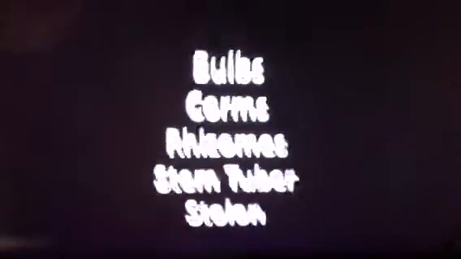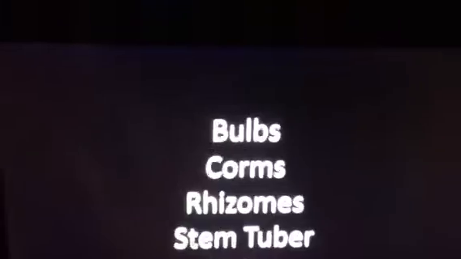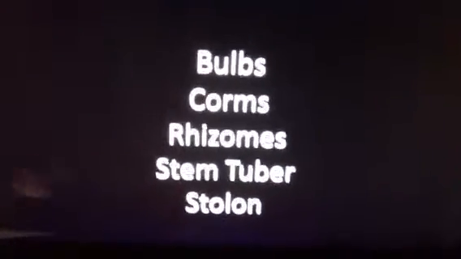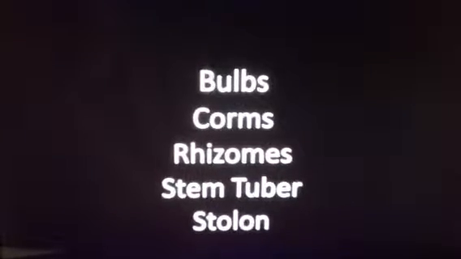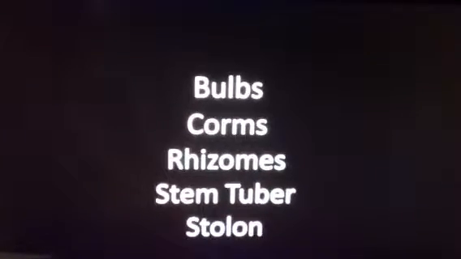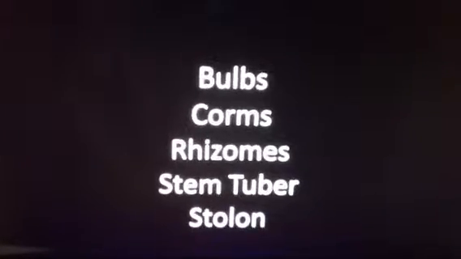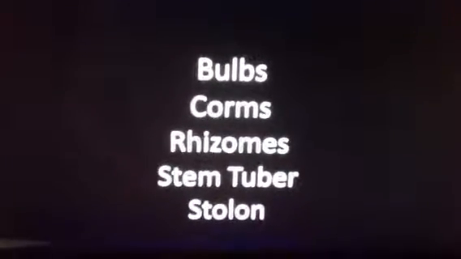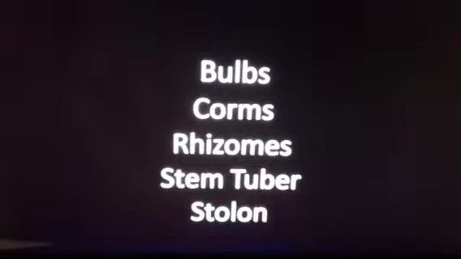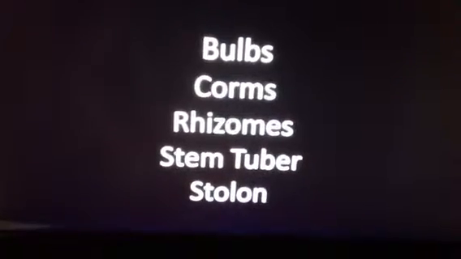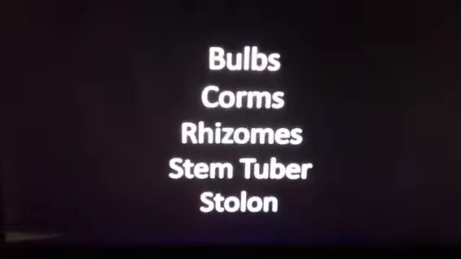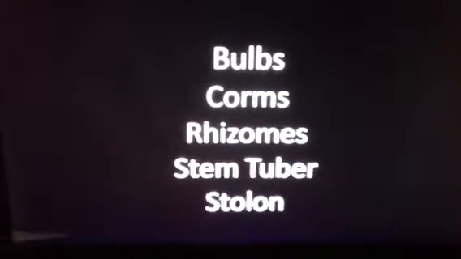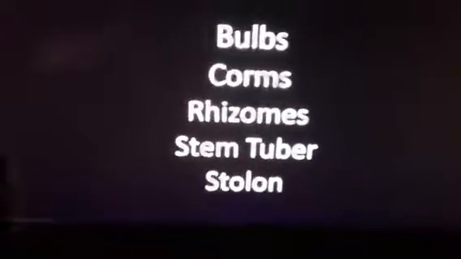Next, these are specialized stems: bulbs, corms, rhizomes, stem tuber, and stolon. The bulbs are short, flattened, and food storage leaves. Corms are underground growth. Rhizomes are below ground stem. Stem tuber is underground in their swollen tips. And a stolon is horizontal, and it is above the ground.